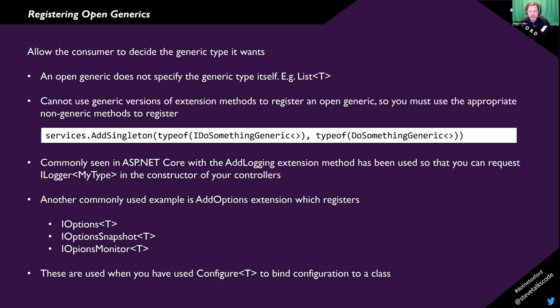If you want to register your own open generic type, the C# syntax doesn't lend itself to referencing open generics with a generic declaration. So instead, you have to use the non-generic registration method, where we use the typeof keyword to get the service and implementation types without the closing type parameter. So you'll see there I've got IDoSomething<> generic with the angle brackets, but no closing type inside it.